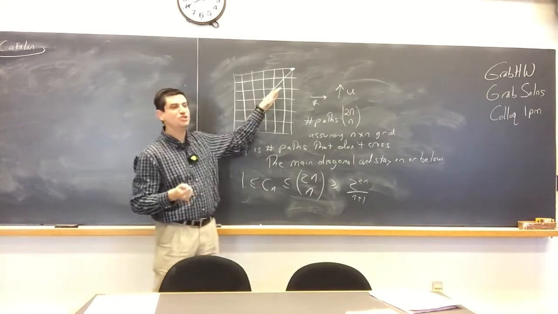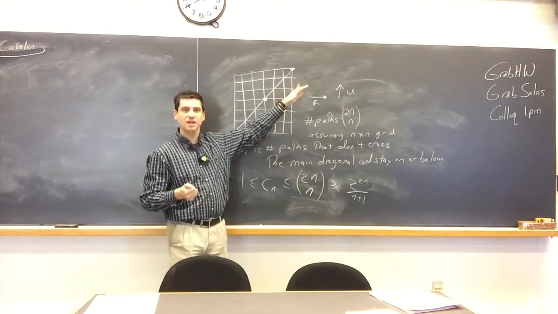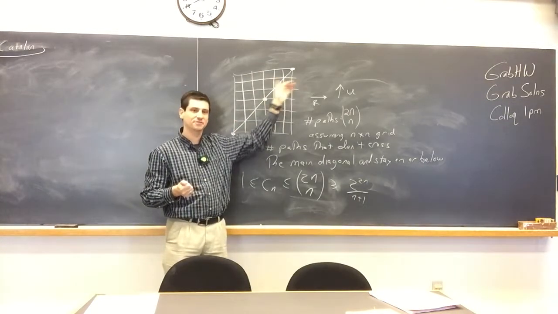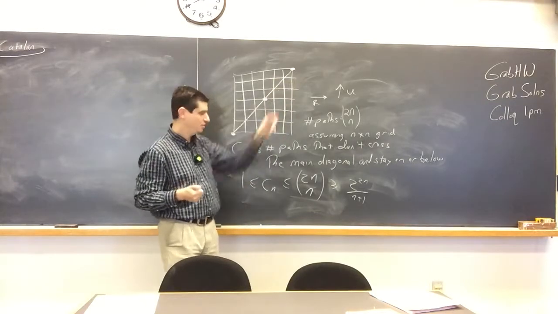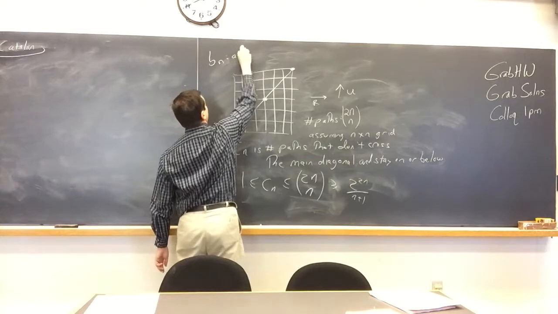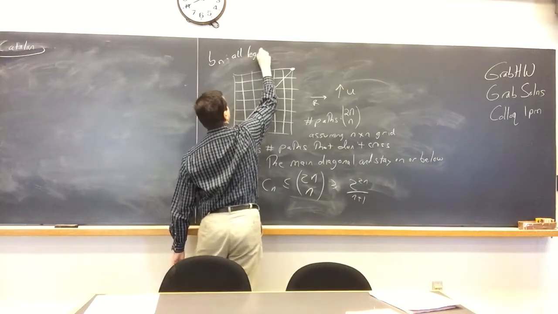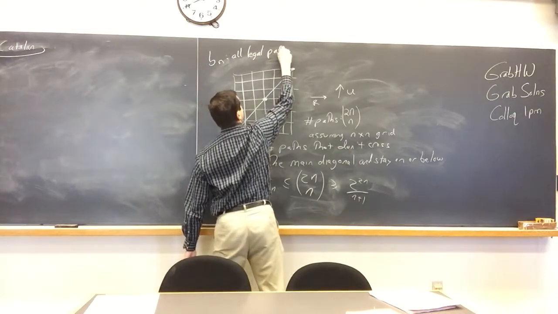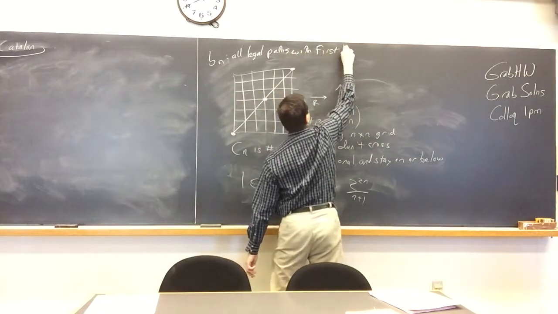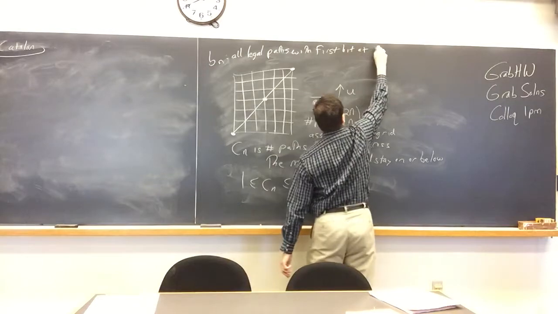But first hit is a great way to split things. Does everything have to have some first hit? Why? Because you have to end. So we're going to let B_n be all legal paths with first hit at n.